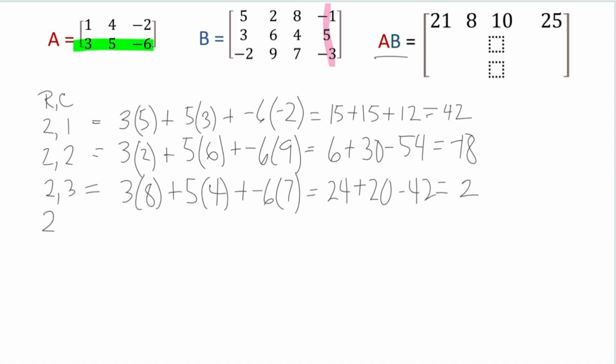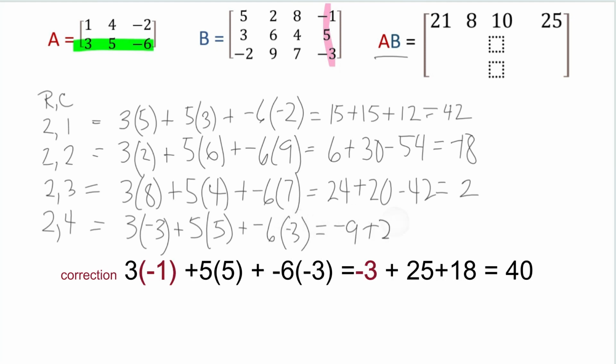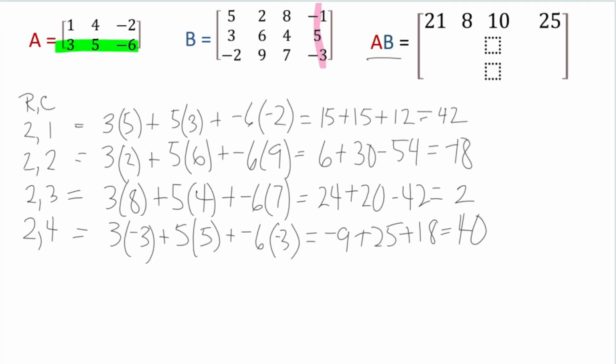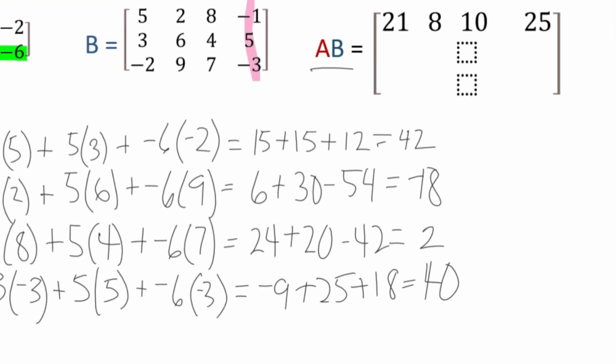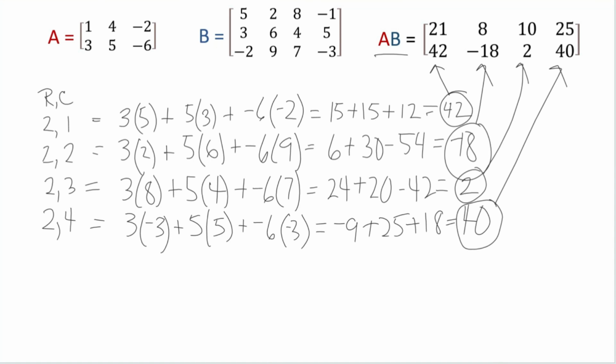Our last column is 4, and again we're going to do 3 times negative 3 plus 5 times 5 and negative 6 times negative 3. That is equal to negative 9 plus 25 plus 18, which equals 40. And we're going to put these values in our second row. So we put our row 2 values in our new matrix. We have 42, negative 18, 2, and 40. So that is multiplying A times B.